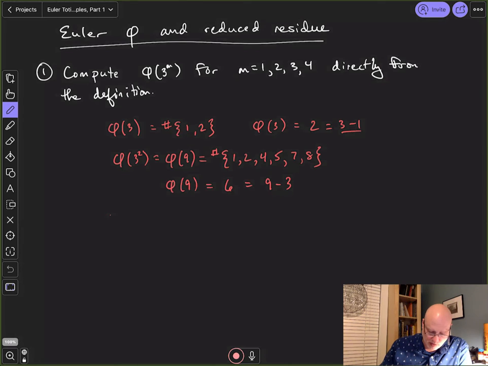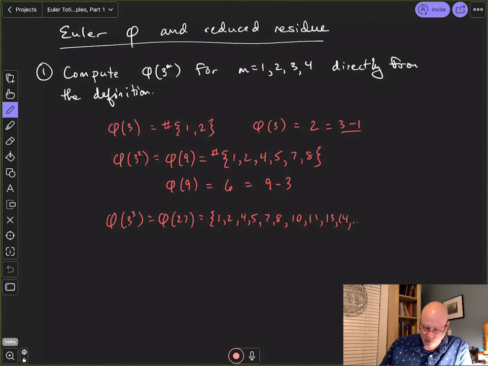Let's step it up to phi of 3 to the third. So now we're talking about phi of 27. I'm not going to write all these out. We're probably going to start to think about a pattern here. Clearly we have 1 and then 2, but not 3. It's divisible by 3. 4, 5, not 6, because 6 has a greatest common divisor with 27 other than 1. So we can throw out basically anything that is a multiple of 3. So 7, 8, no 9, 10, 11, no 12, 13, 14, and so on.